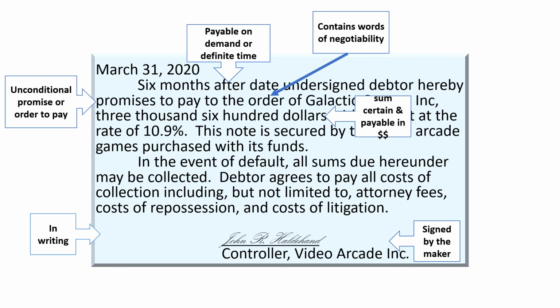So this does a couple of things. First of all, our elements of negotiability are met and are contained in this instrument. So this promissory note, in addition to being a valid contract, is also negotiable. What does that mean? Because this promissory note is negotiable, Galactic Games can sell this note to a third party to get money. It does not have to wait for Video Arcade to pay the money that's due.